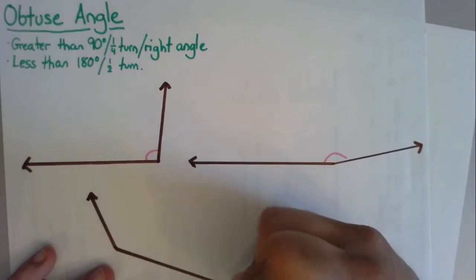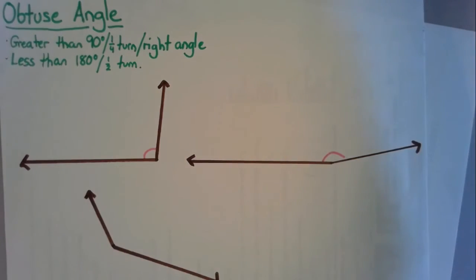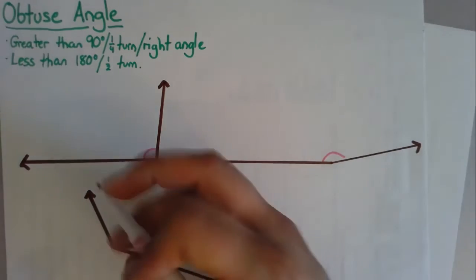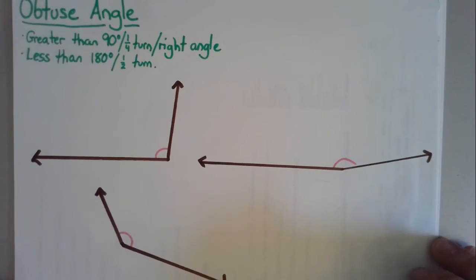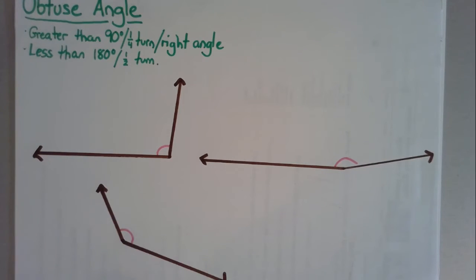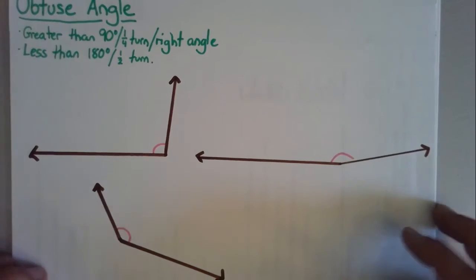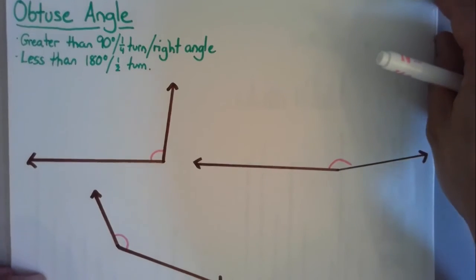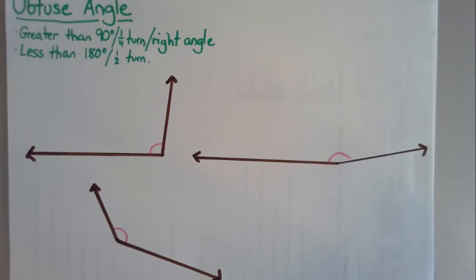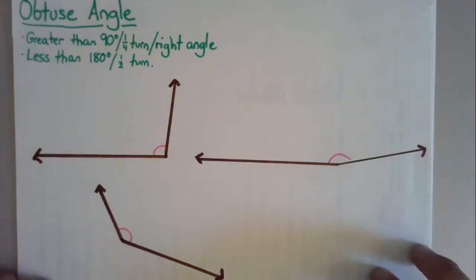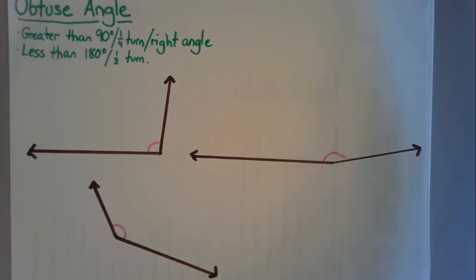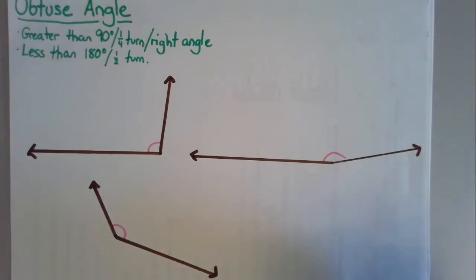So here's another good example of an obtuse angle. And here's another one. So again, an obtuse angle is greater than 90 degrees. So it starts at about 91 degrees, assuming we're not going into a decimal. And it's less than 180 degrees. It's less than a half turn. That makes this an obtuse angle.